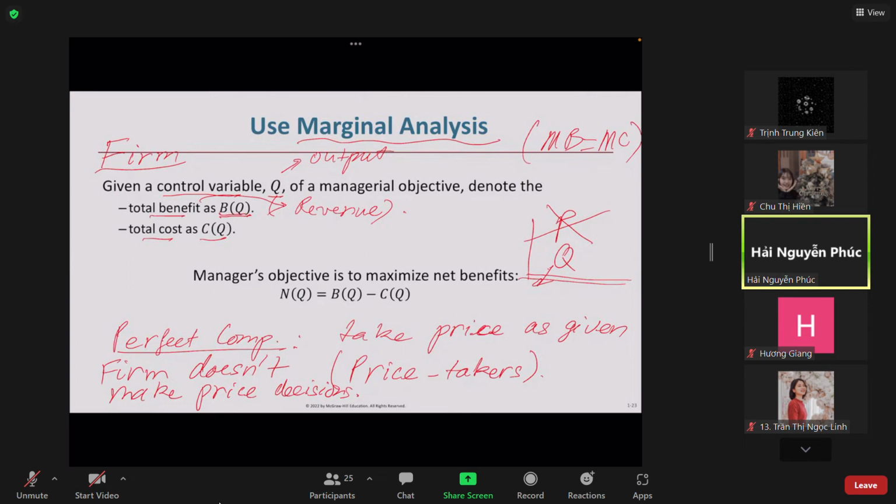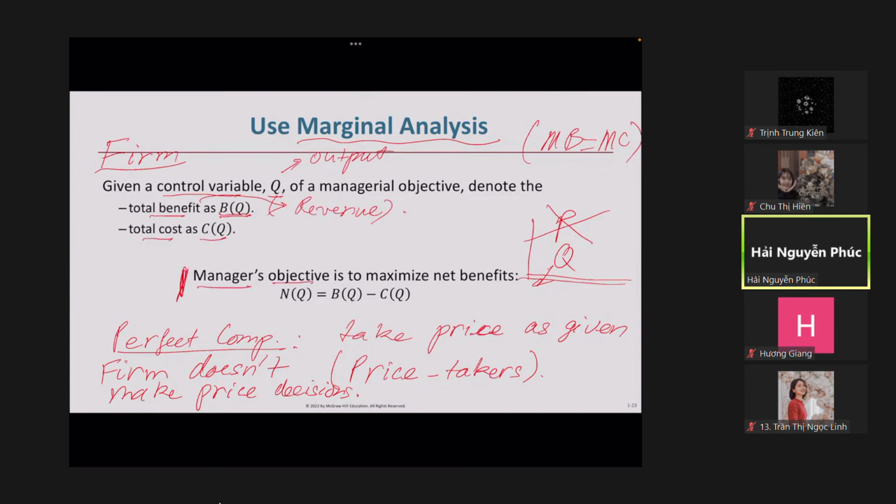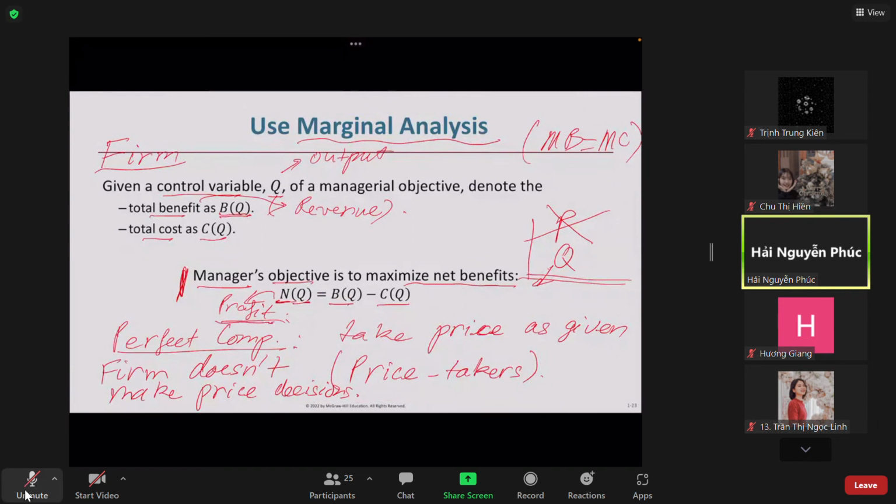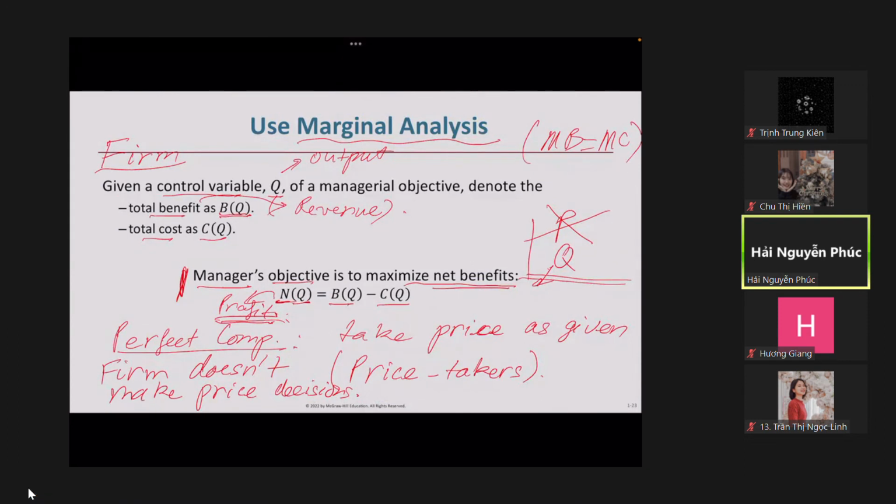Now, the goal or the objective of the manager is to maximize the net benefit. N is a function of Q, and N equals B(Q) minus C(Q). You can imagine that N(Q) is the profit for the firm. Are you okay with what I'm saying? Understand why I say net benefit is profit? Because net benefit is equal to revenue minus the cost to the firm.